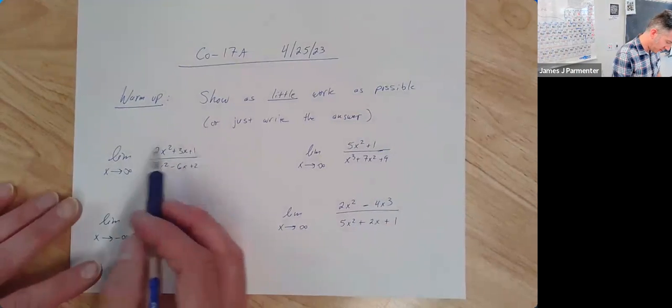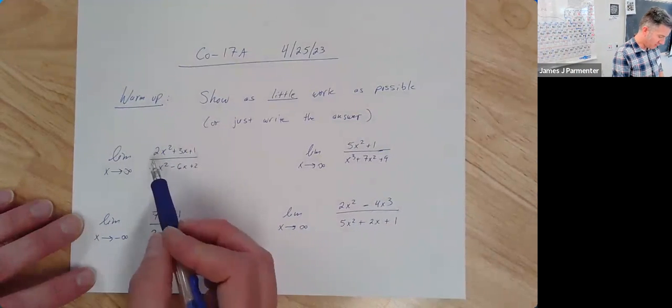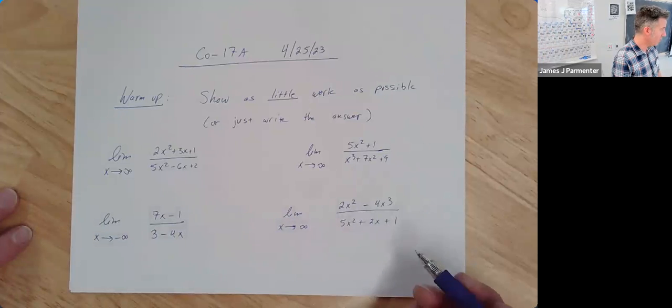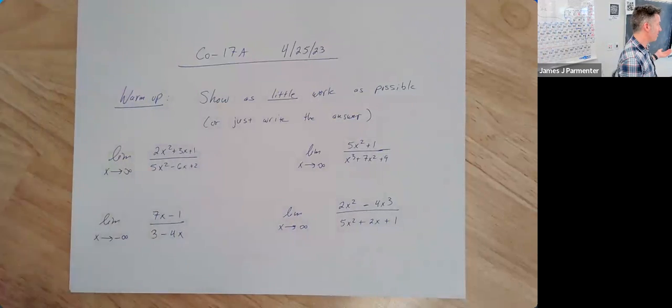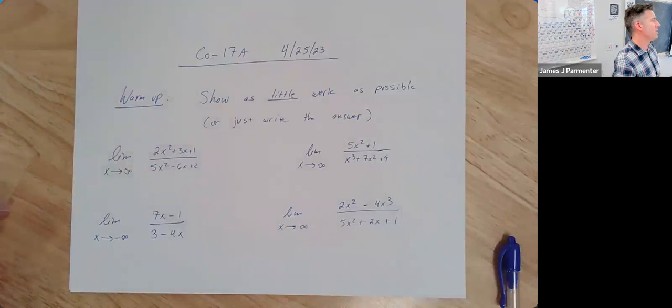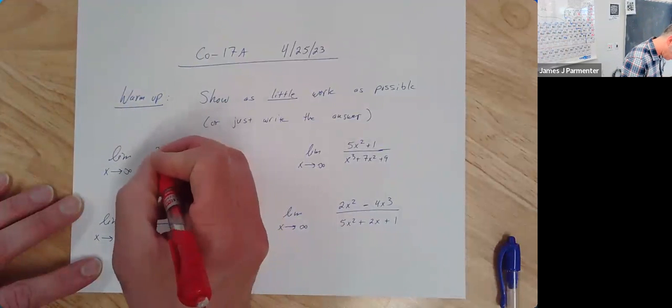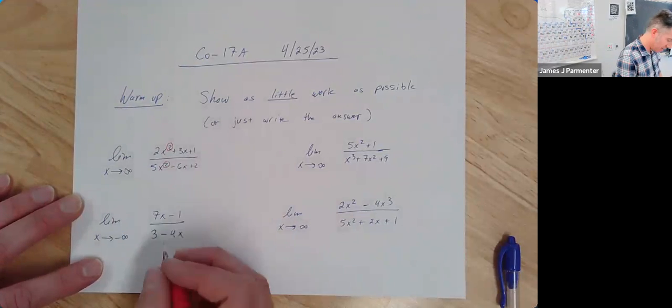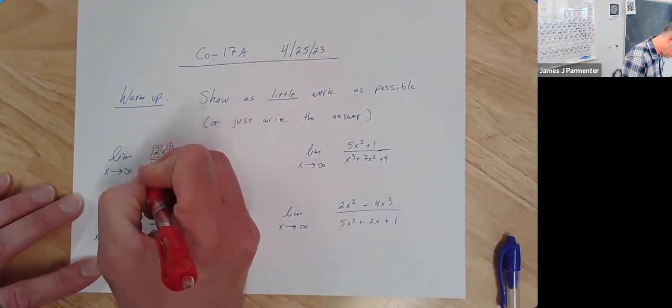So when I'm looking at this first limit as x goes to infinity of 2x squared plus 3x plus 1 over 5x squared minus 6x plus 2, just like before when we had the limit as n goes to infinity, when the highest powers are the same, when the degrees are the same, we can see that I've got a highest power of 2 and a highest power of 2. This limit's going to end up equaling 2/5.